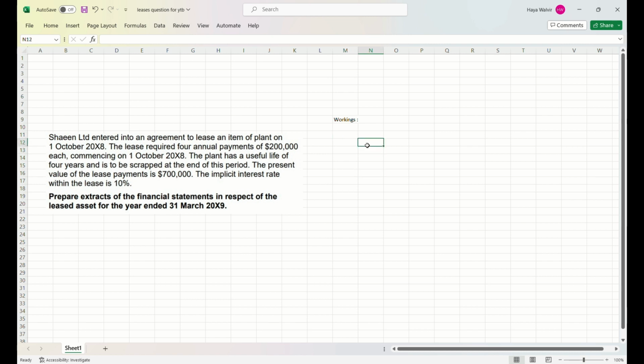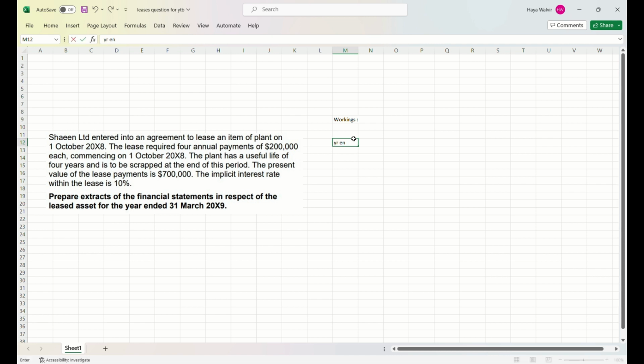So we have all the information. This is the basic information. We are supposed to prepare the extracts of the financial statements. That means what will go in SOPL and what will go in SOFP, both are supposed to come in this. Let's start with the workings. The table which is important is pretty much like the amortization table of a loan. That's the format for this too.